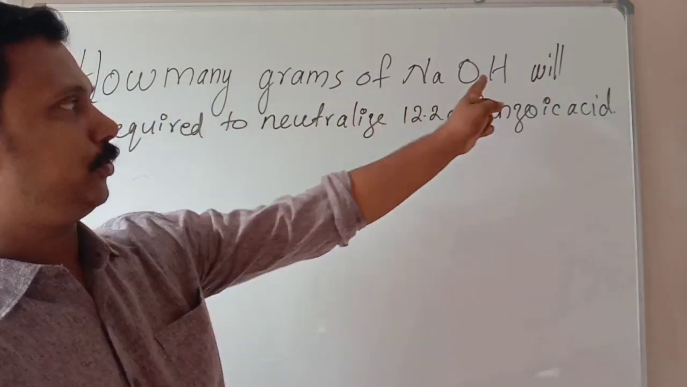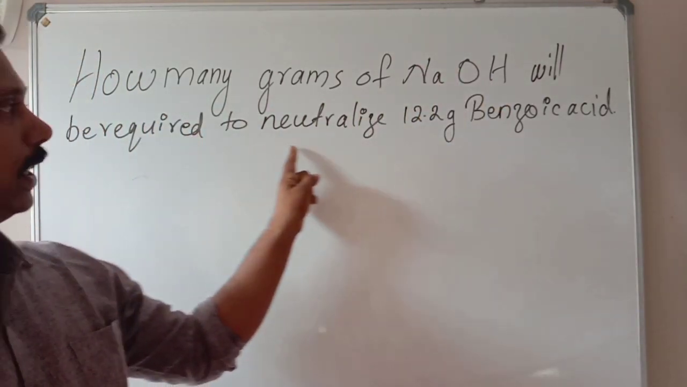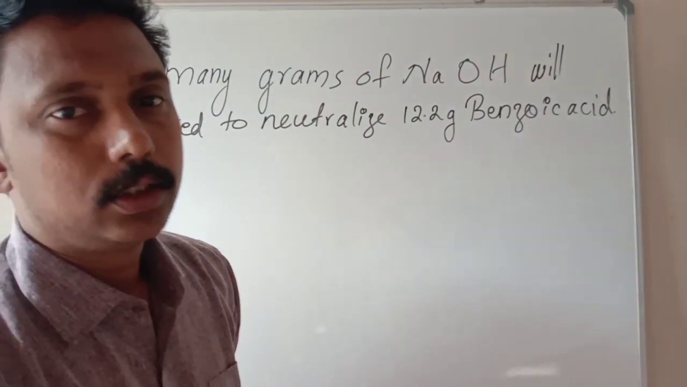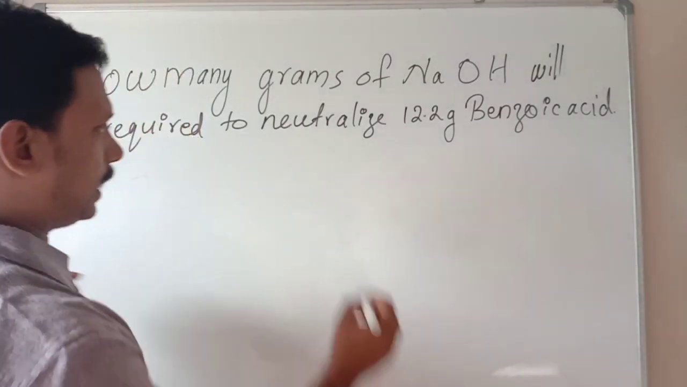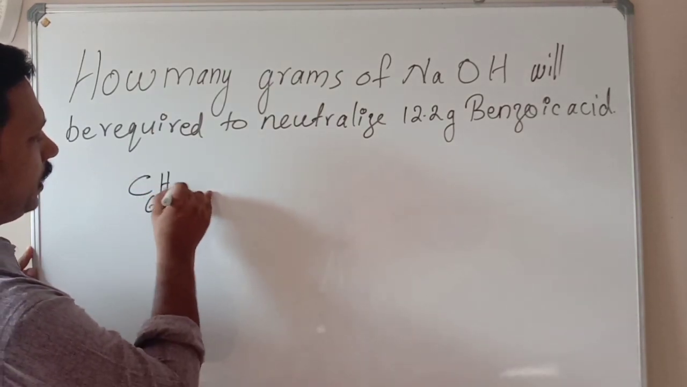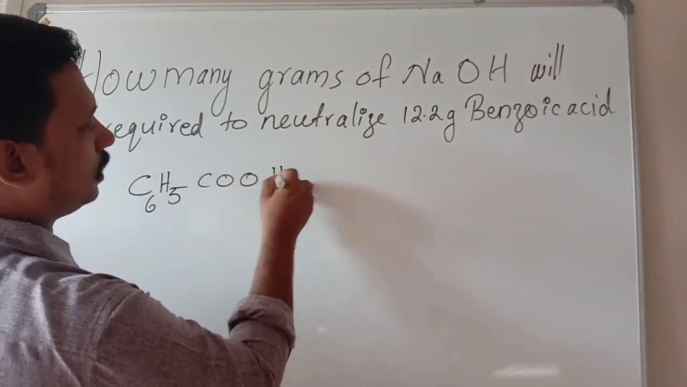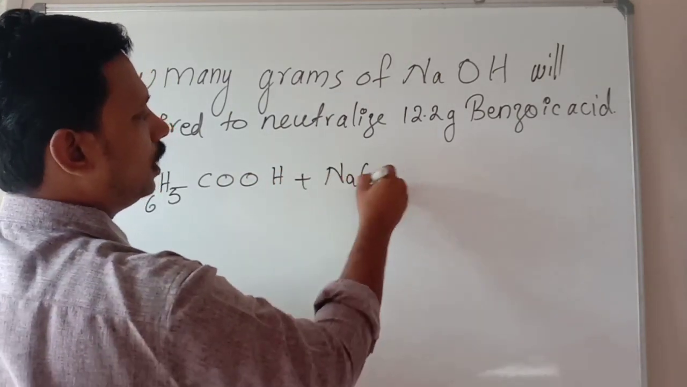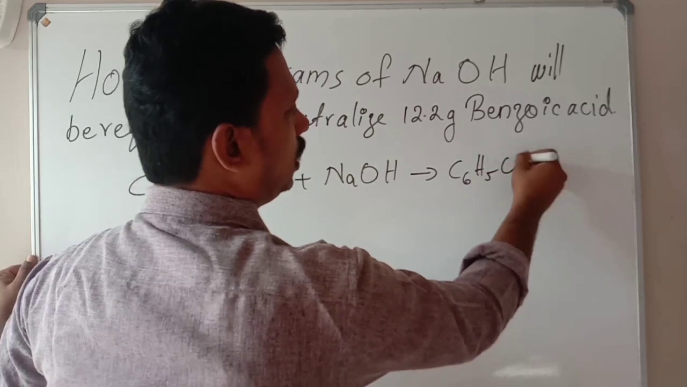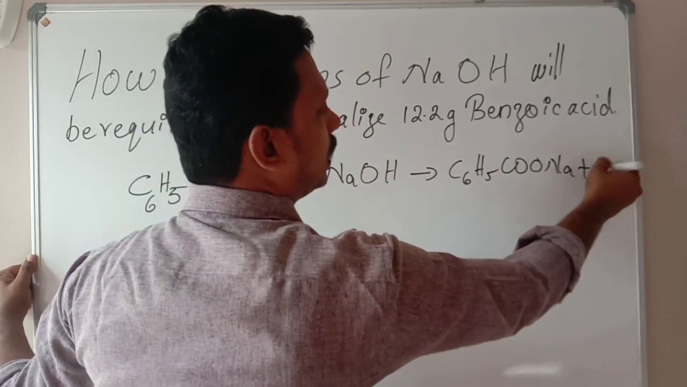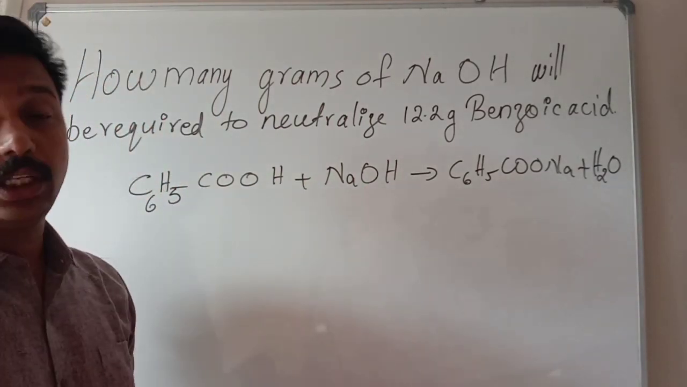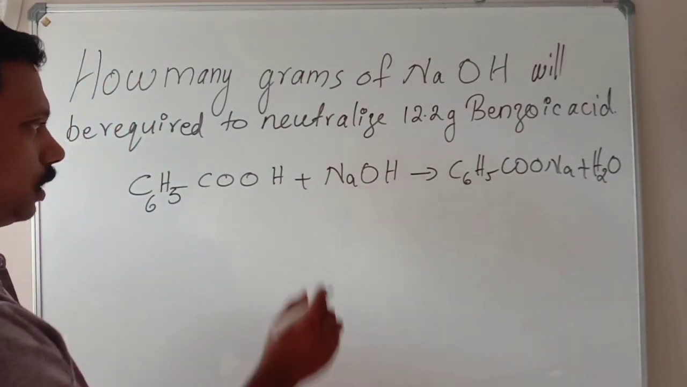How many grams of sodium hydroxide will be required to neutralize 12.2 grams of benzoic acid? This is an acid-base neutralization and we have to write the equation. C6H5COOH, the acid, reacts with the base giving C6H5COONa and H2O. So from the stoichiometry, from the ratio in which they react, we have to solve this question.